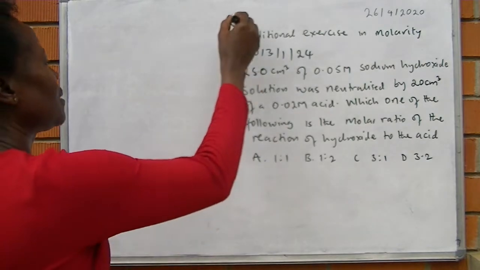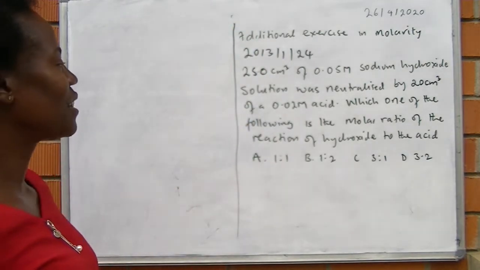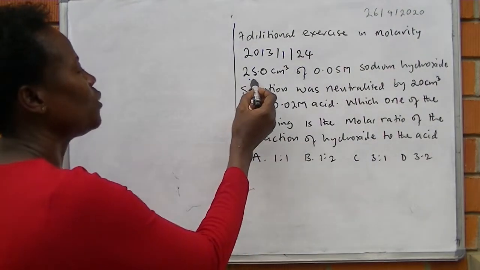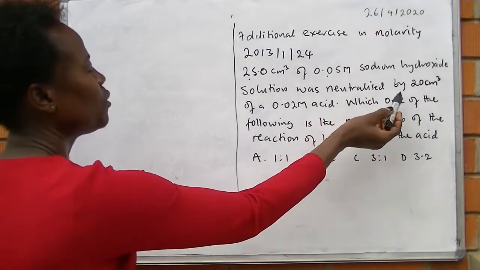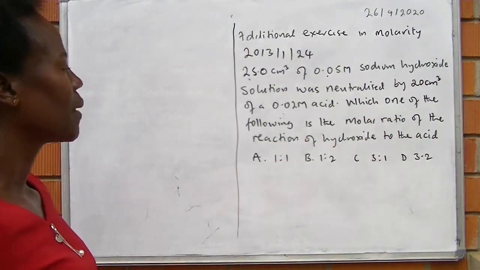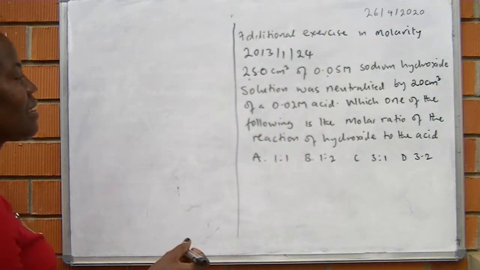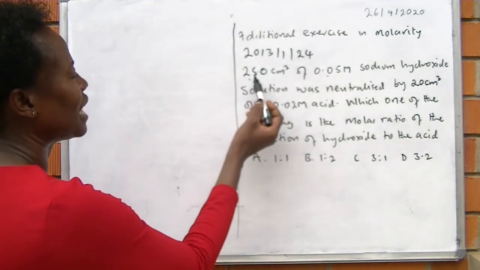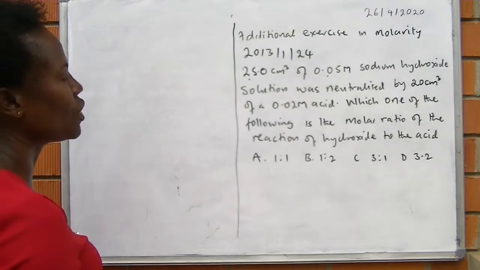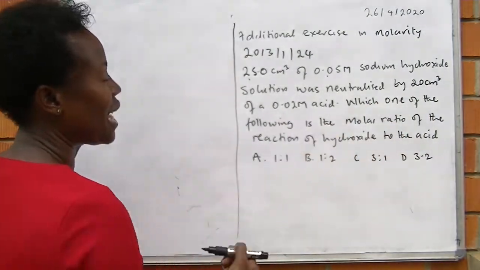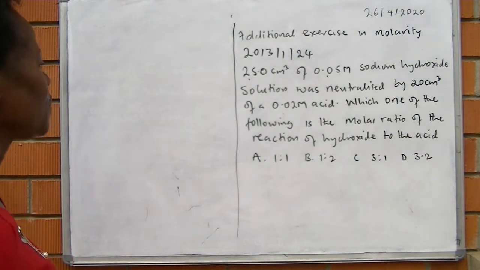Such questions, where they need mole ratio, you have to observe that they give us the volume and the molarity of the reactant, and also the volume and the molarity of the second reactant. So for this case, we have to get the moles that are in 25 cubic centimeters of sodium hydroxide, and then the moles that are in 20 of the acid, after which we get the mole ratio.